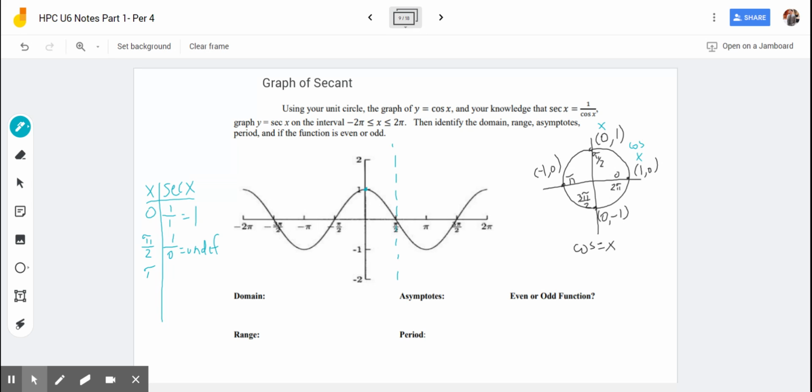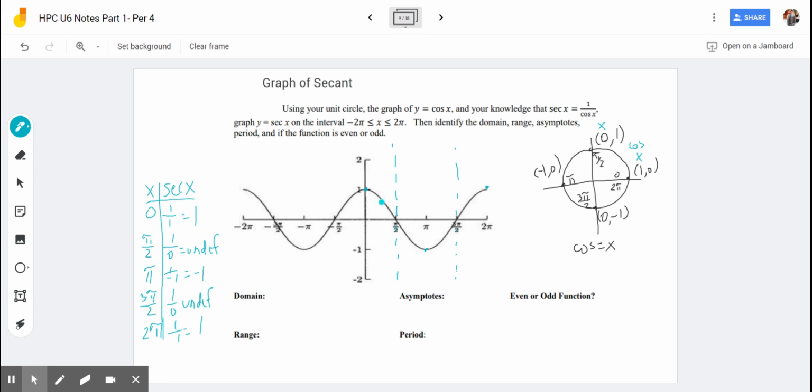And we'll go to pi, 1 over negative 1, so it's negative 1. At 3 pi over 2, we're going to be at 1 over 0 again, which is undefined. We have a vertical asymptote there. And then at 2 pi, it's going to be 1 over 1, so it's 1. Okay, so technically from 0 to 2 pi is one period of secant.